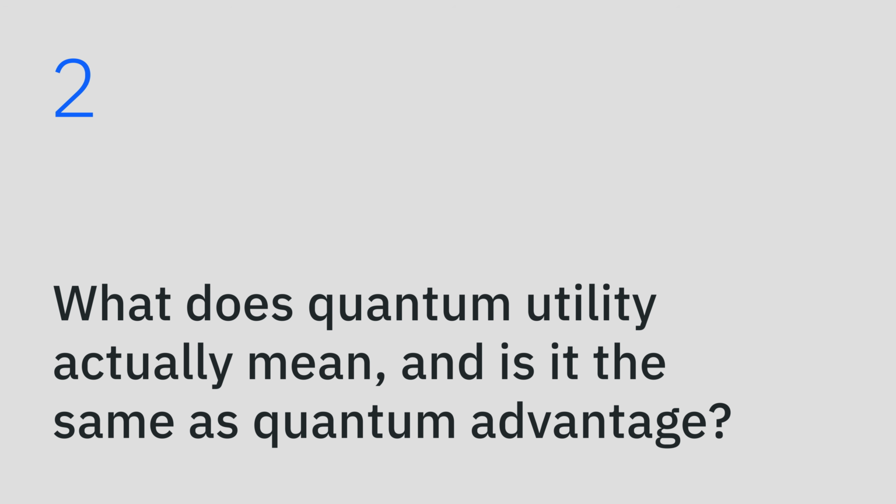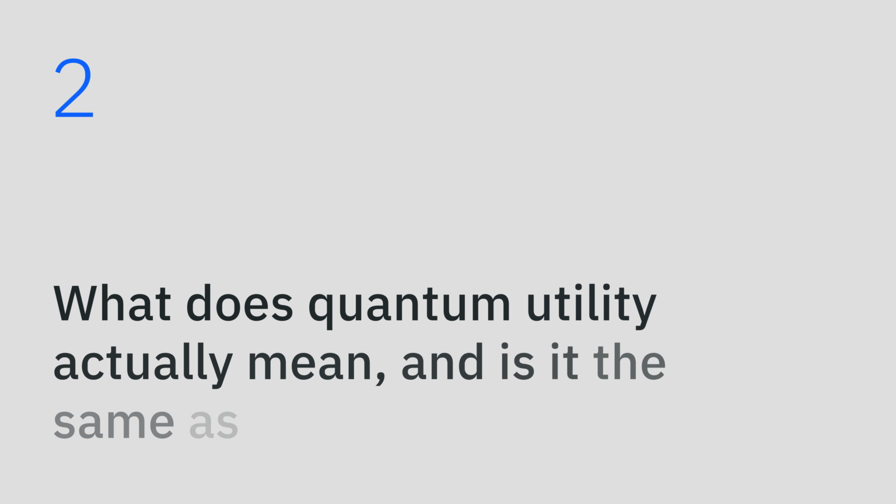Number 2. What does quantum utility actually mean? And is utility the same thing as advantage? No, they are different. Let's start with quantum advantage. Quantum advantage is achieved when a quantum computer is the best possible choice for completing a computational task. It can solve it faster, more efficiently, or more cost-effectively, or by any other metric.